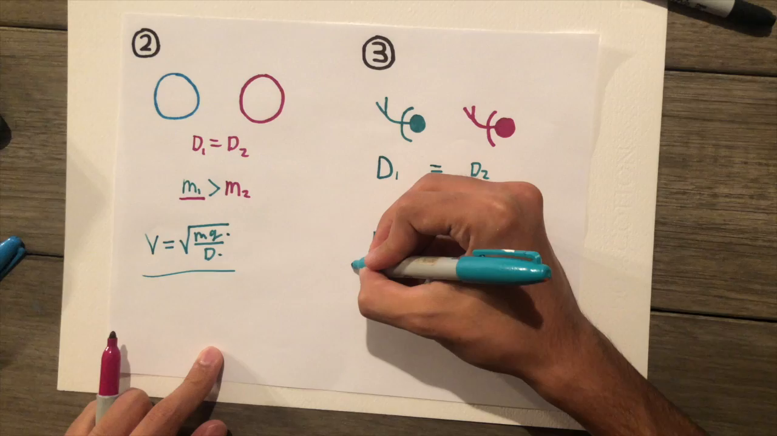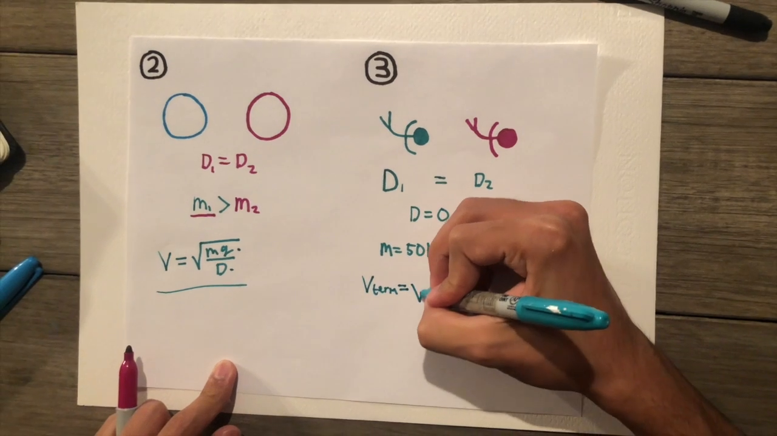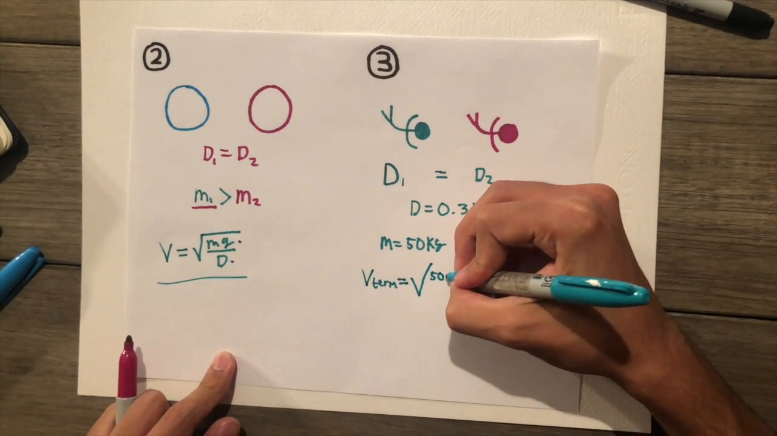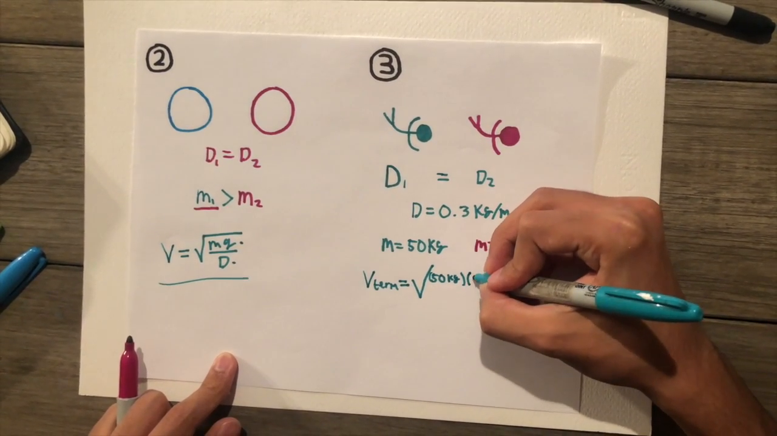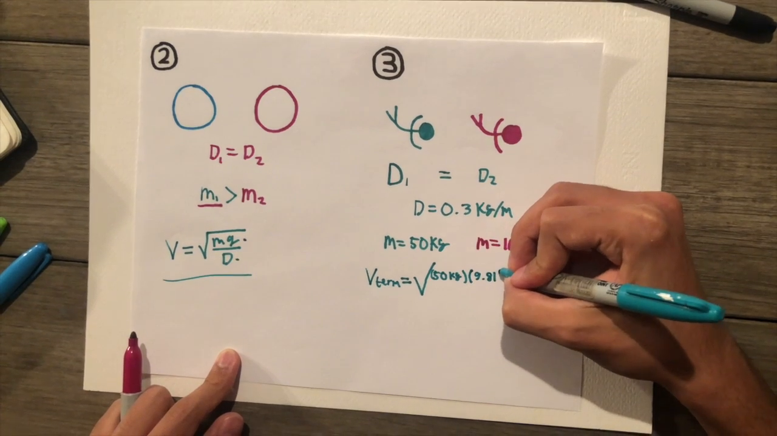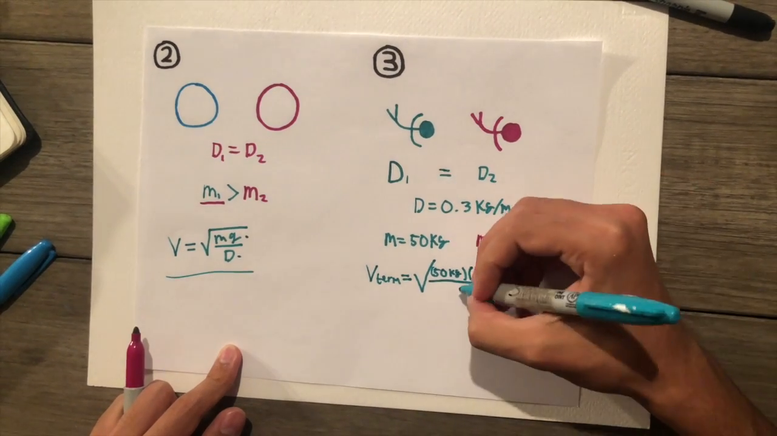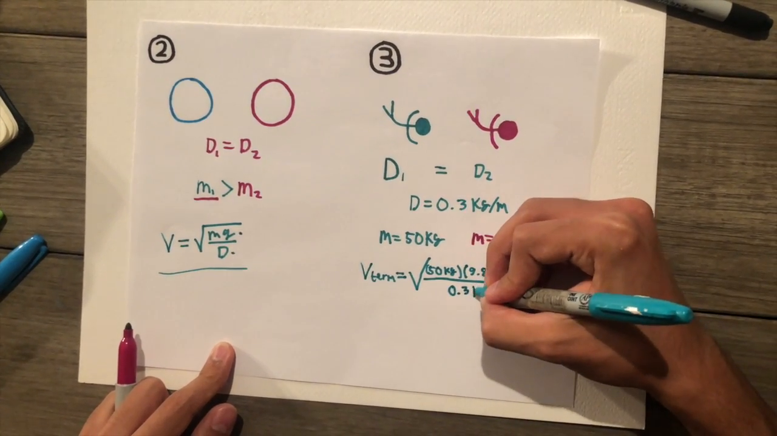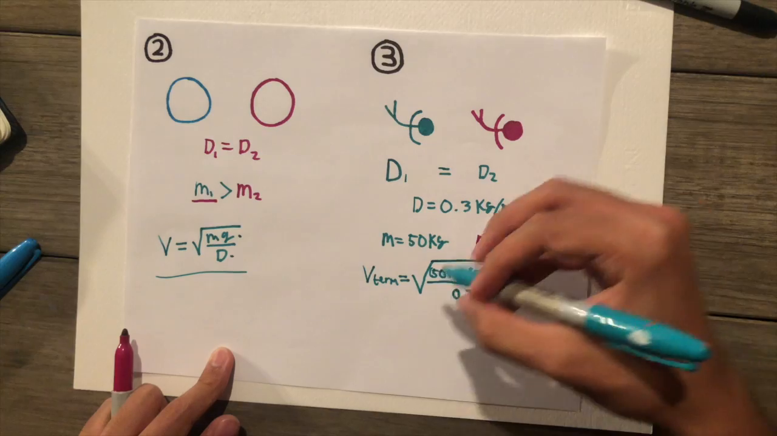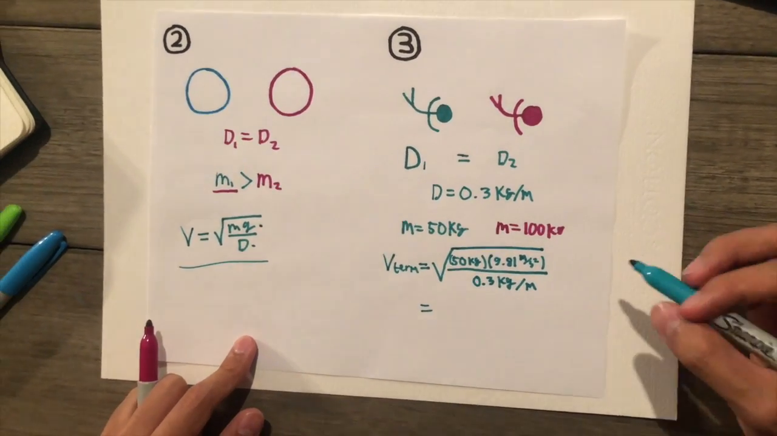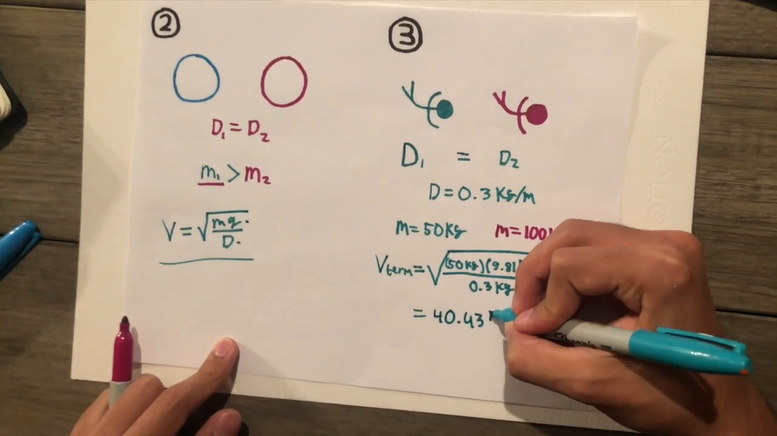So we have v term is the square root of 50 kilograms times the gravity divided by the constant d, which is 0.3 kilograms per meter. This would give us a terminal velocity of 40.43 meters per second.